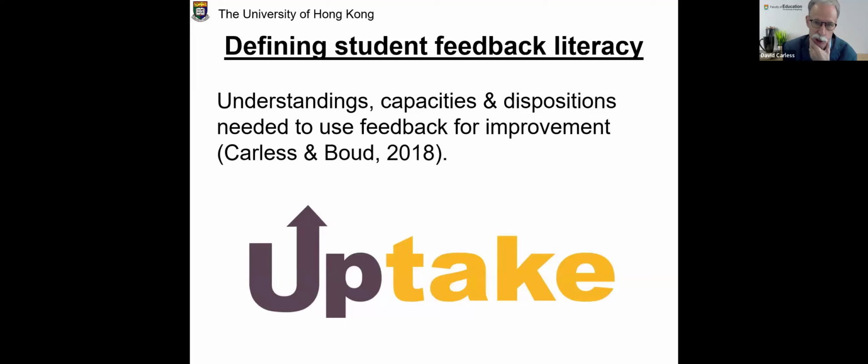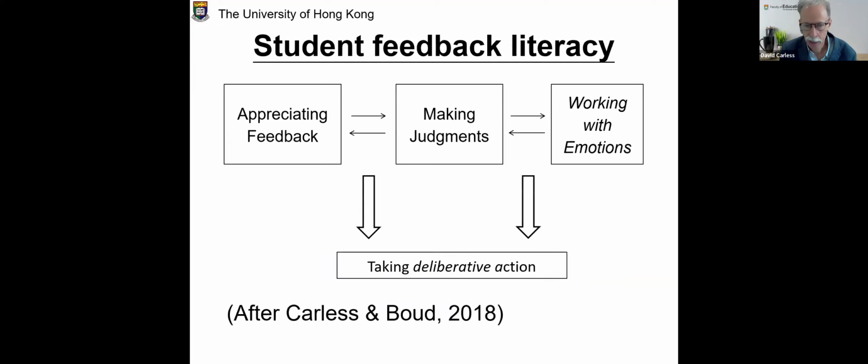So my formal definition of feedback literacy from the learner point of view is the understandings, capacities, and dispositions, such as vulnerability and humility, needed to use feedback for improvement, this uptake and action dimension. And I have a framework. The parts in italics are the updated ideas, but I have this fourfold framework of appreciating feedback, seeing its potential value, thinking feedback is something that can help me. Feedback is not just somebody else scolding me, but it's something that could be a useful concept for me to engage with. Secondly, making judgments.